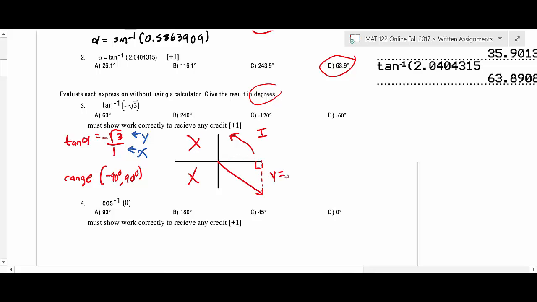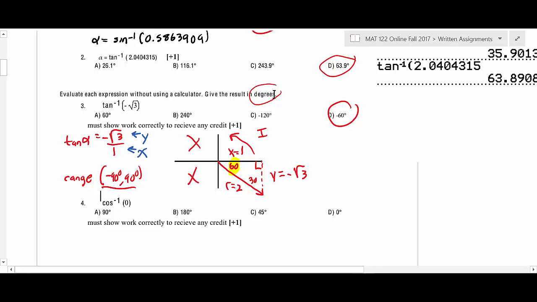Y is going to have to be negative square root of 3 because you're in quadrant 4. X is going to be 1, and then r is going to be 2, so you have a special triangle. Opposite 1 is 30, opposite the root 3 is 60, so you have a 30-60 right triangle. So there's your angle right there, but it has to be negative since you're in quadrant 4, and you have to fall within this range. That's the answer to the problem.